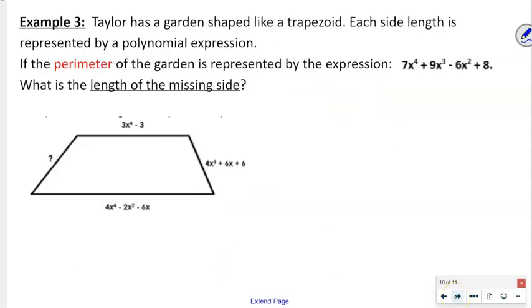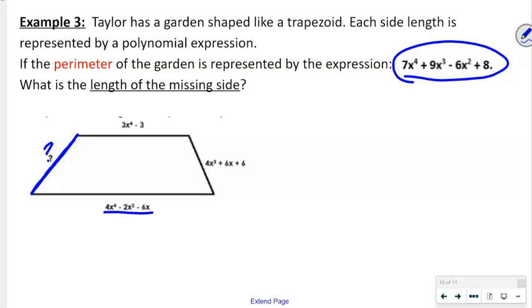Okay, so this next one says, Taylor has a garden shaped like a trapezoid. Each side length is represented by a polynomial expression. If the perimeter of the garden is represented by the expression, and it gives us the expression, what's the length of the missing side? So hopefully you see that we don't have this side over here, right? See that side right there where it has the question mark? So to find the perimeter, we have to add all 4 sides together. Well, we don't have all 4 sides. So what are we going to have to do here? We're going to have to add the 3 we have and then subtract them from our perimeter up there. Y'all see that? So that's what we're going to do.